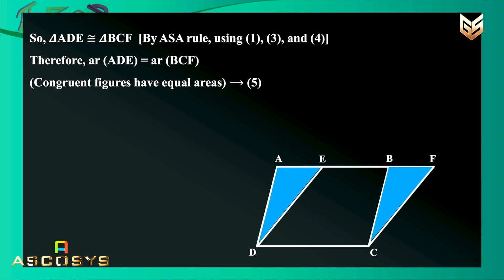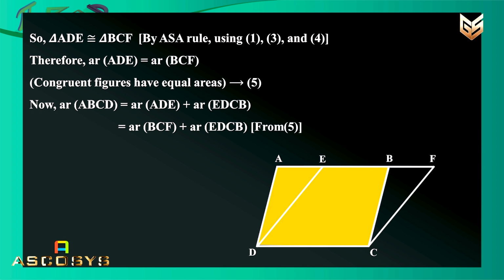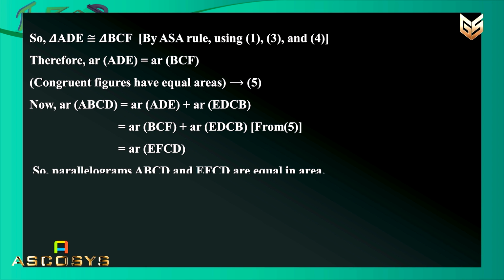So now we can say that area of ABCD is equal to area of ADE plus area of EDCB, or area of BCF plus area of EDCB, as you can see from equation 5. Therefore, this is also equal to area of EFCD. So, parallelogram ABCD and parallelogram EFCD are equal in area.